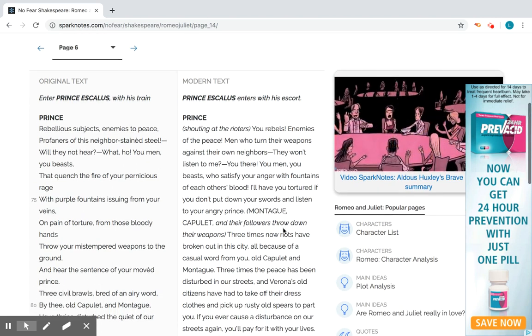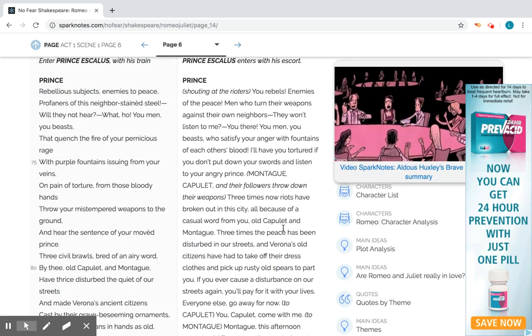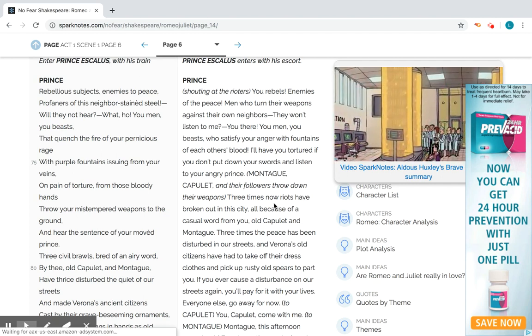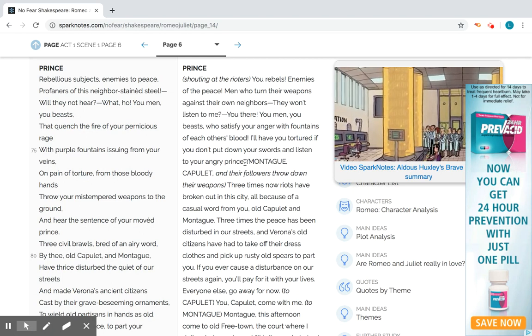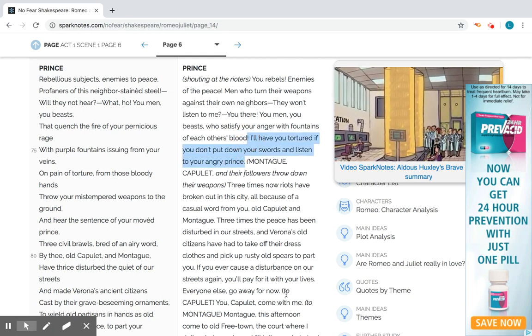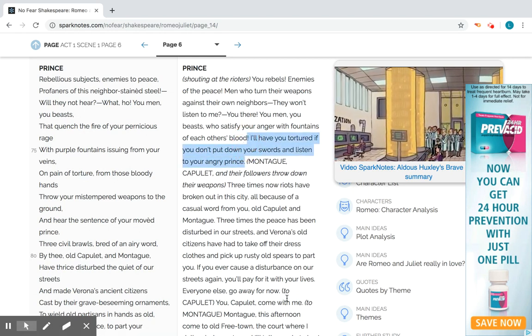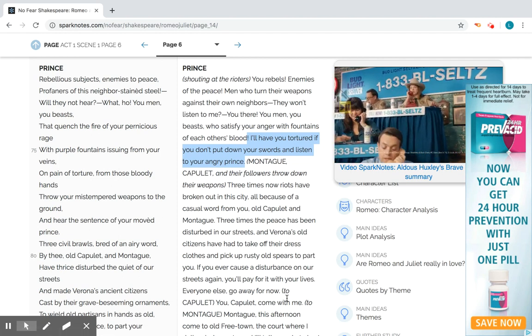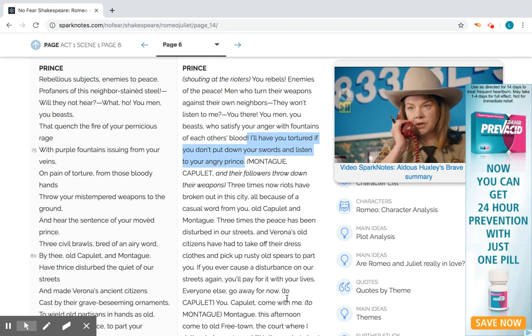Profaners of this neighbor-stained steel. Will they not hear? What, ho! You men, you beasts, that quench the fire of your pernicious rage with purple fountains issuing from your veins. On pain of torture, from those bloody hands throw your mistempered weapons to the ground.